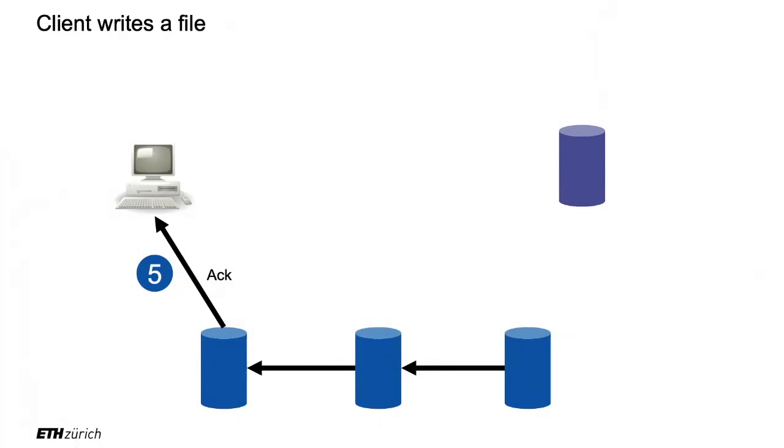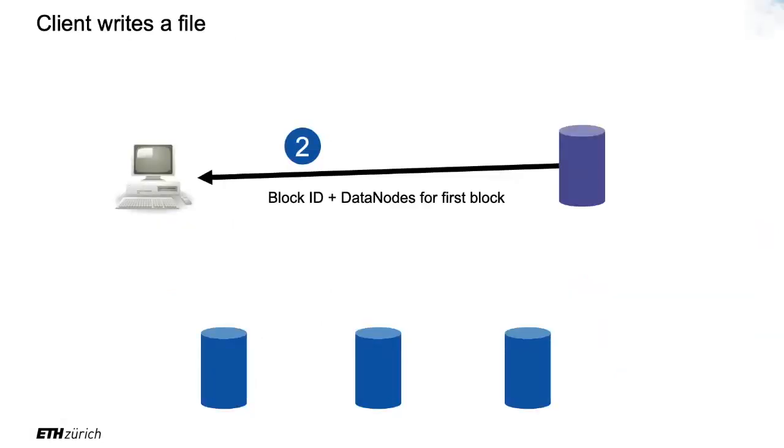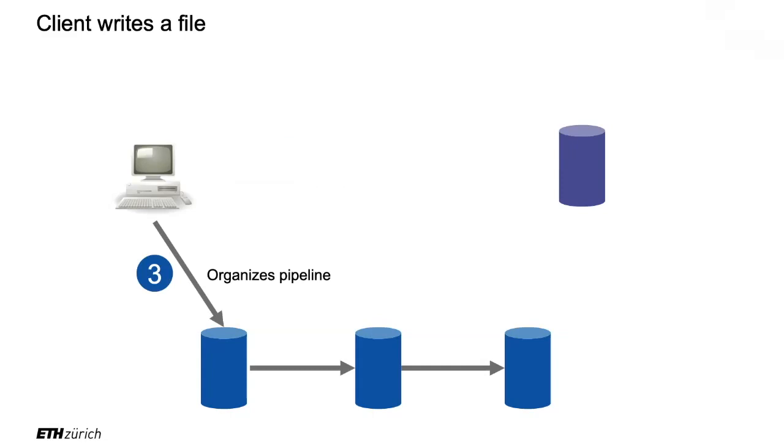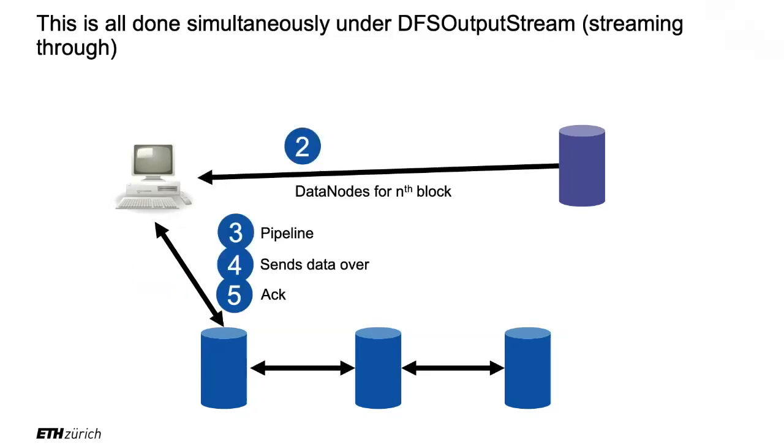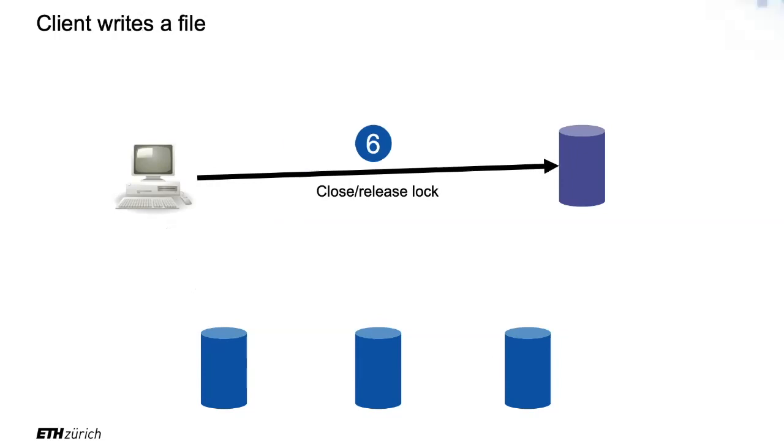Ack means acknowledgement, confirmation that it's been received. Then you do the same for the second block: you write the blocks in the pipeline, you send the data, and you get the acknowledgements. That was your second block. Then you go ahead with the third, fourth, fifth. So block by block, you just keep iterating, and at some point, you're done. You have uploaded all of your data.